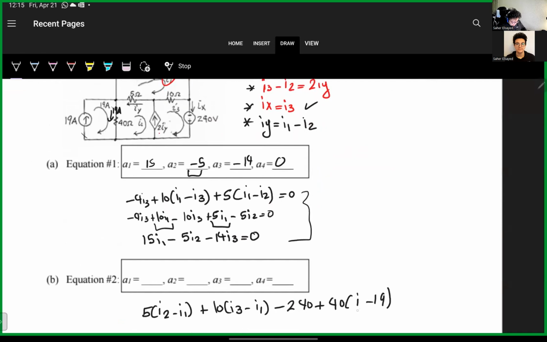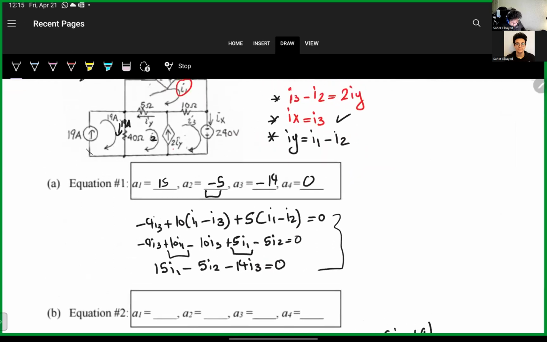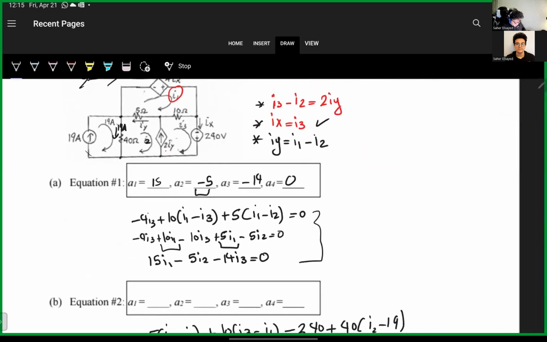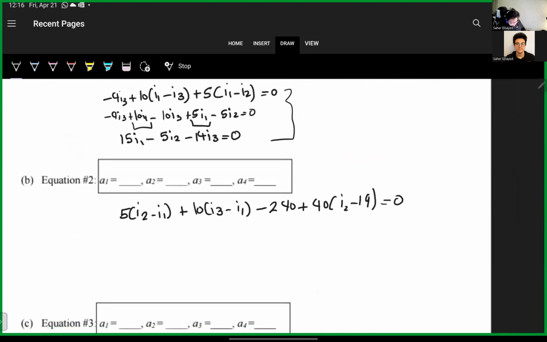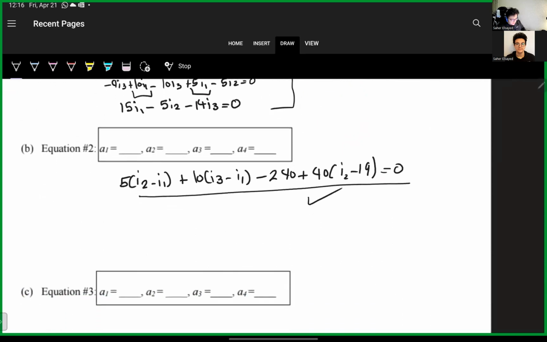I1, sorry, I2 minus 90. This is I2 here. This is very small, but my direction is going through here. So it's I2 minus the current going the other direction, which was 19, equal to 0. So you're going to move things around. You have everything in terms of I1, I2, I3. I think this is very simple to do from here on.